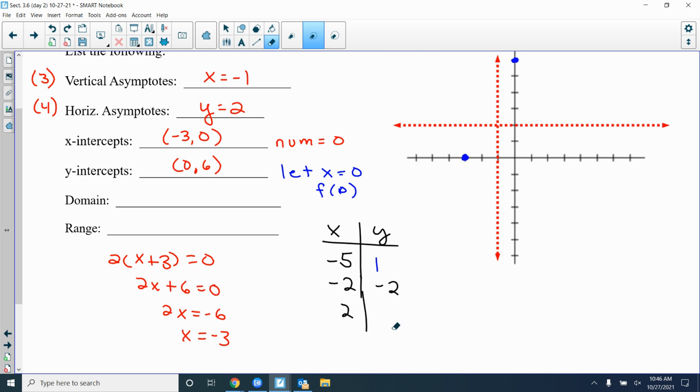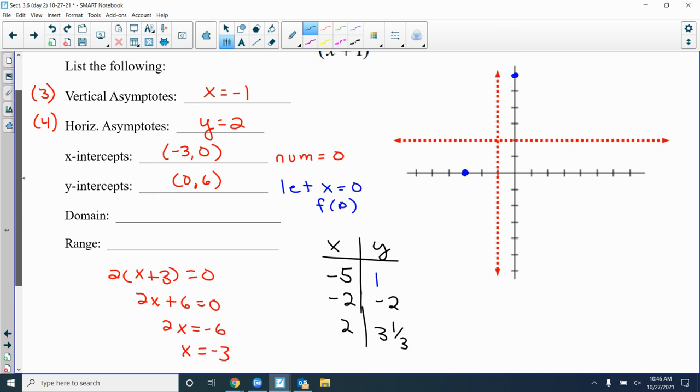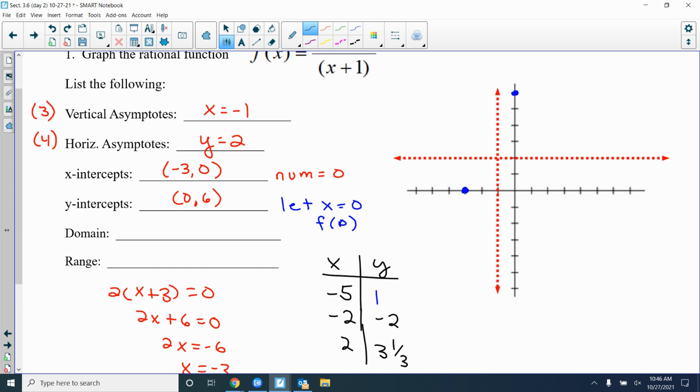2 plus 3 is 5. 5 times 2 is 10. There we go. Good work. All right, 3 1/3. Plot those points. Right now, those are good points. Plot them, and then I want you to think. Can you finish it from there?